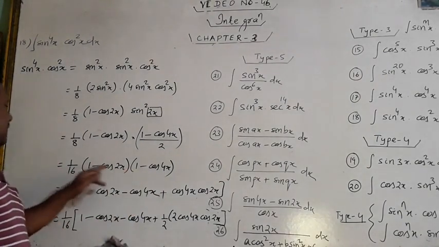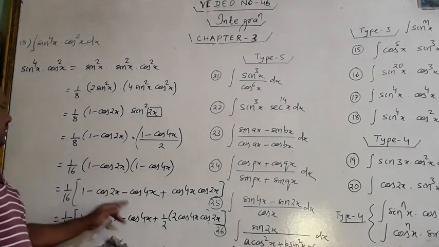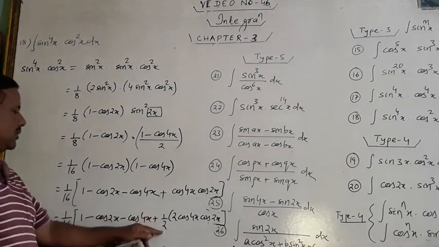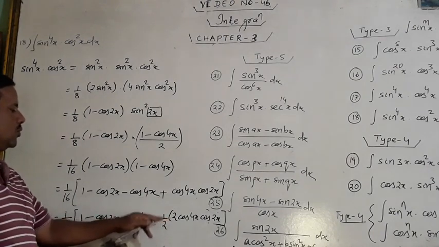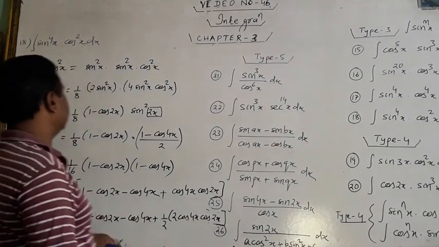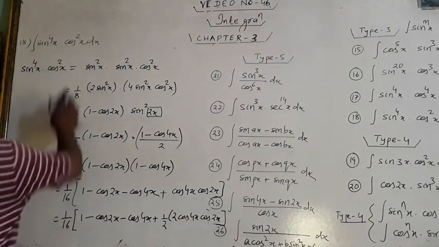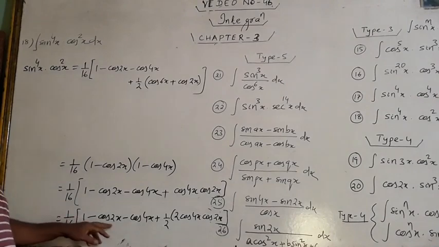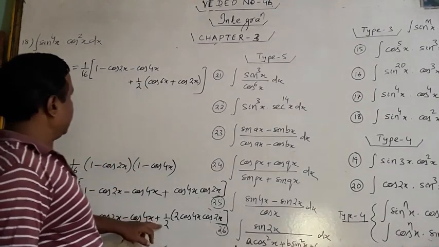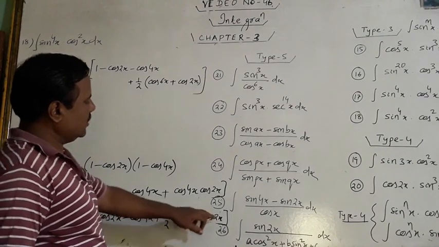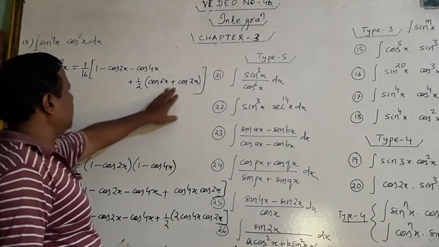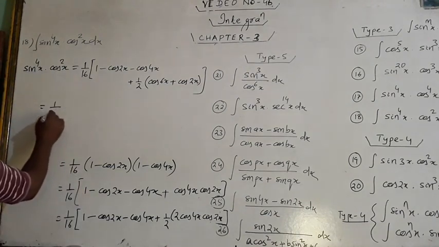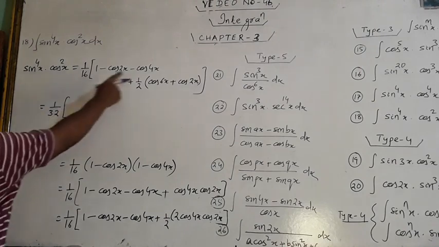You have to multiply: 1 minus cos 2x minus cos 4x plus cos 2x cos 4x. So 1 minus cos 2x minus cos 4x plus 1 by 2. Here multiply half, then 2: 1 by 2, 2 cos 4x cos 2x. Now it is 1 minus cos 2x minus cos 4x plus 1 by 2, 2 cos a cos b. 2 cos a cos b is cos a plus b plus cos a minus b. And now you have to multiply here 2, then multiply 2 to each term.